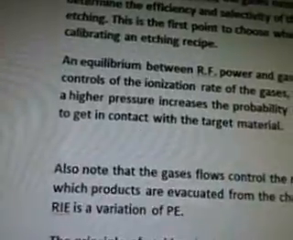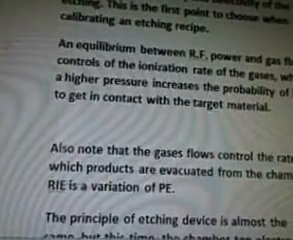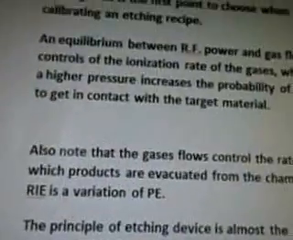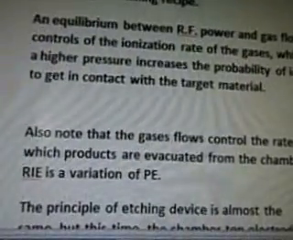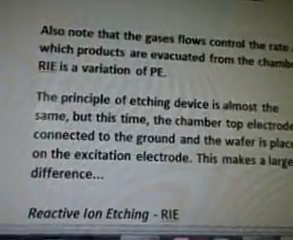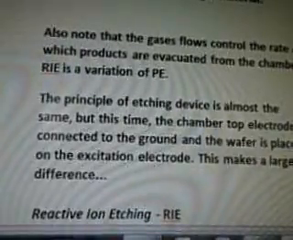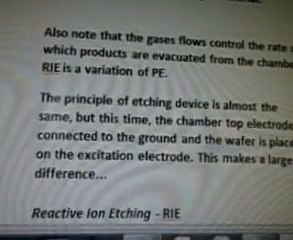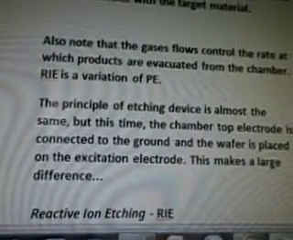An equilibrium between RF power and gas flow controls the ionization rate of the gases, while a higher pressure increases the probability of ions to get in contact with the target material. Also note that the gas flows control the rate at which the products are evacuated from the chamber.